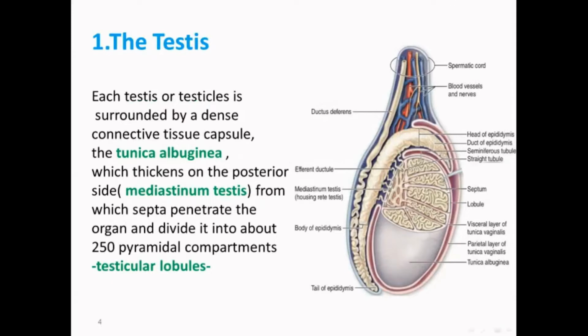Starting first with the first and most important part, the testis, which is the site of sperm formation. Each testis is surrounded by an outer dense capsule called the tunica albuginea. The posterior thickening of the tunica albuginea is called the mediastinum testis, from which septa pass from the tunica albuginea and divide the testis into pyramidal compartments referred to as testicular lobules. These testicular lobules contain the seminiferous tubules, these tortuous tubules that represent the site for the development of sperms.